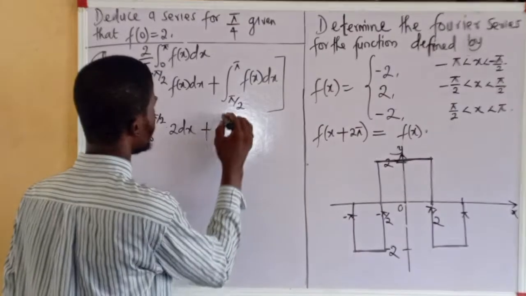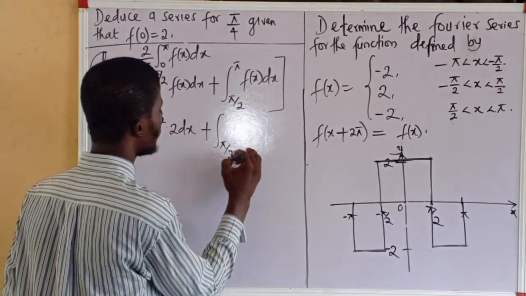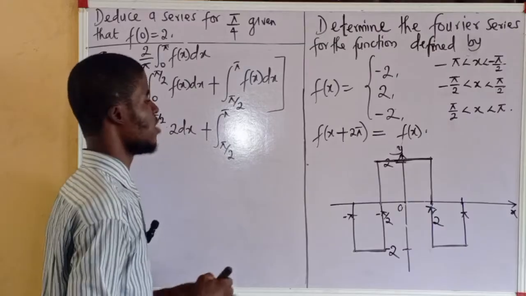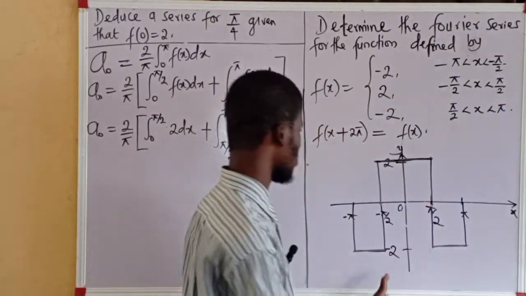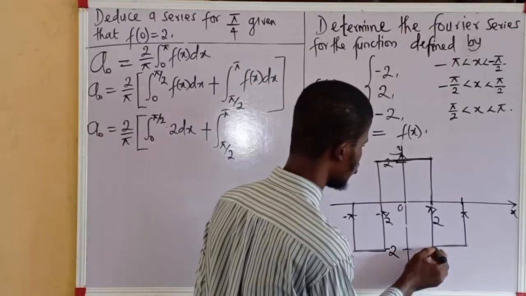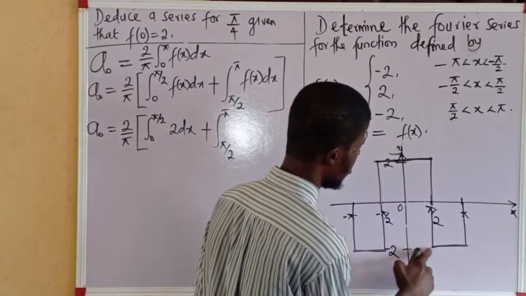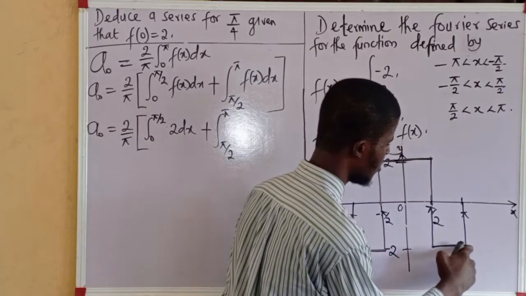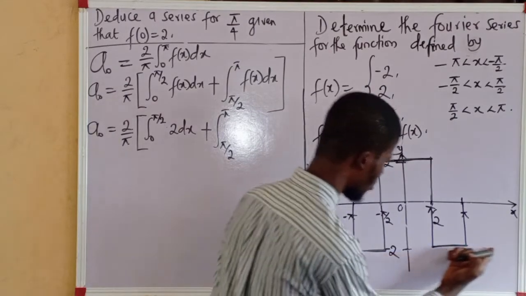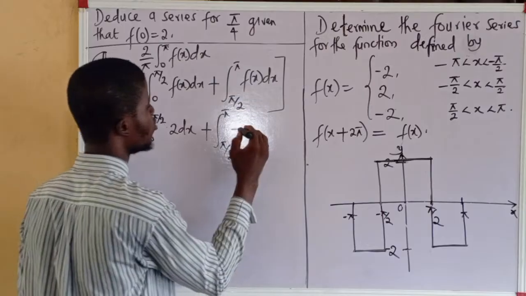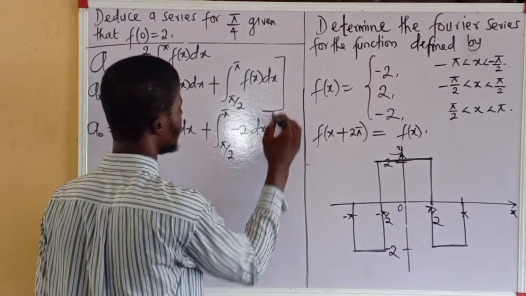Plus from pi over 2 now to pi. What is f of x between pi over 2 and pi? We can see it. It is minus 2. So between pi over 2 and pi, f of x is minus 2. So f of x is minus 2 dx.